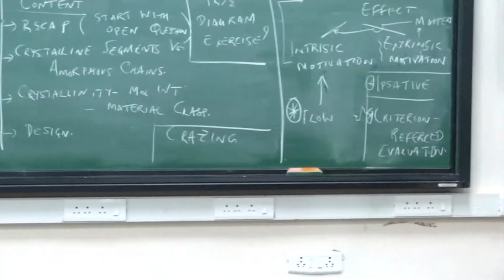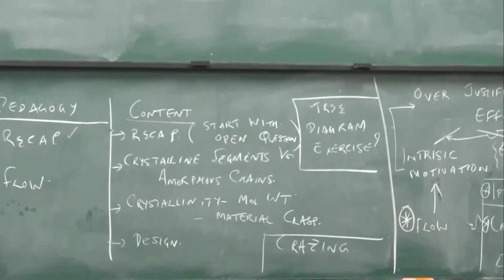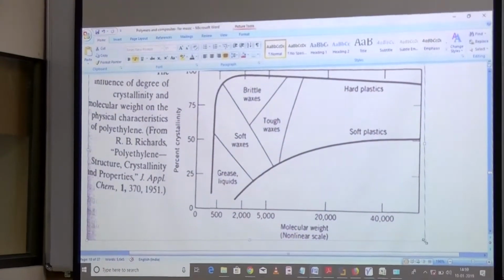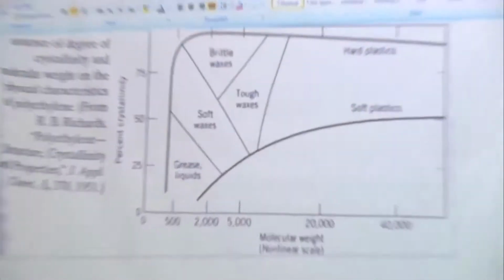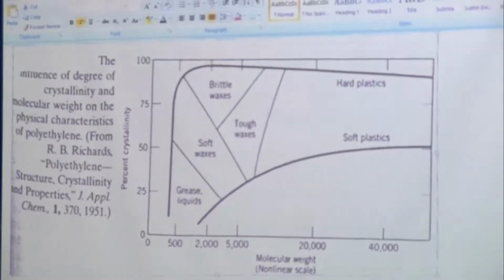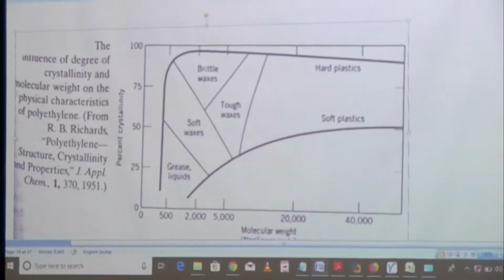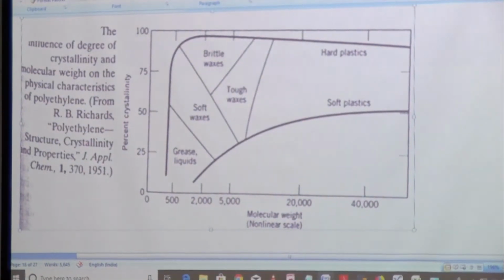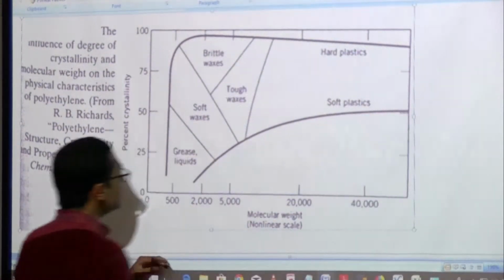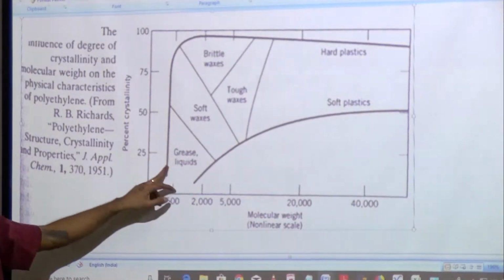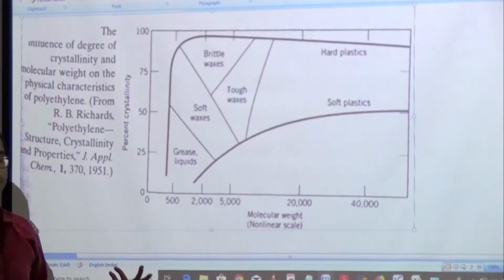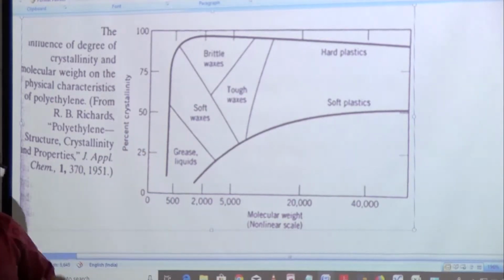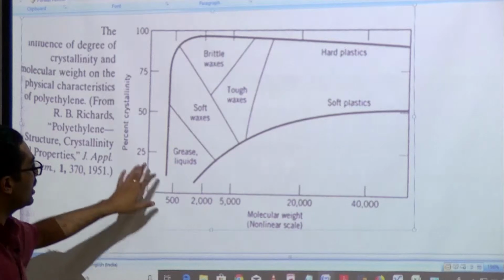So let us look at this chart now. Yeah, this is a very important chart. It's also a little bit like your phase diagram because you have two parameters. On the y-axis you have the degree of crystallinity, and on the x-axis you have the weight associated with the polymer. So notice that if it is very liquidy, greasy, do you expect a high crystallinity? Certainly not. You don't expect high crystallinity because it's flowing, it's a liquid, it's grease, right?